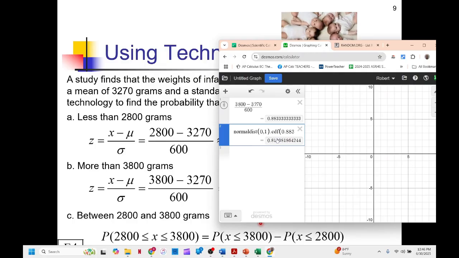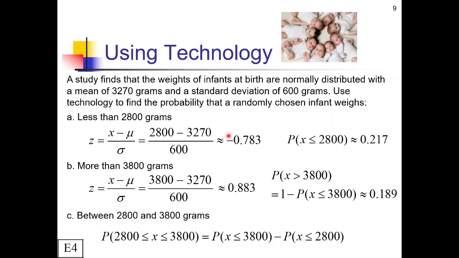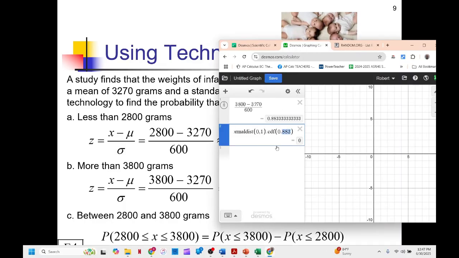And I'm going to copy and paste all of that, move to the right of it, and subtract now the same function. But instead of just a complete repeat, I'm going to put in my z-score for this 2800 business, which, just to review, was negative 0.783. So I'll replace this with negative 0.783, and that difference gives me about 0.595.